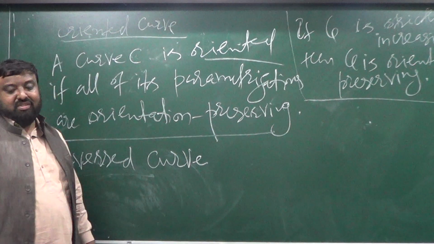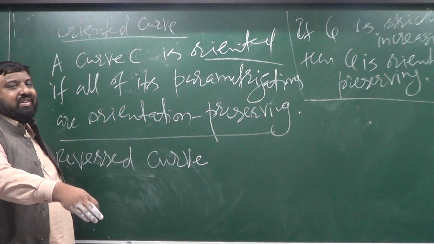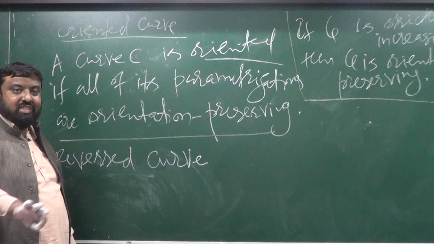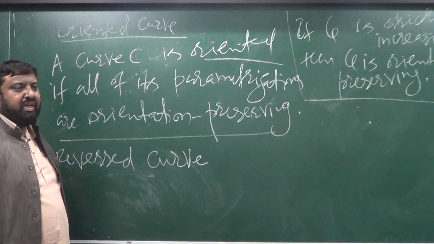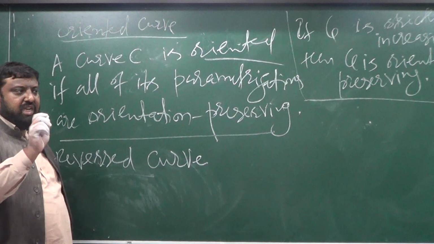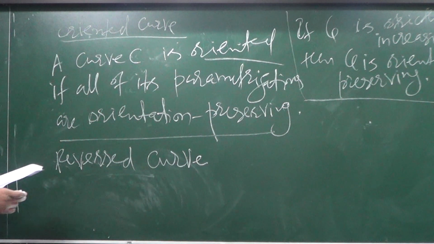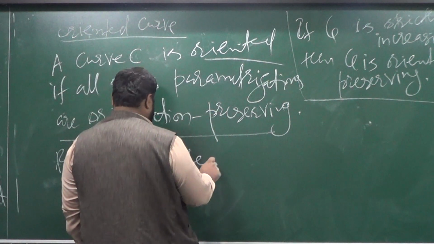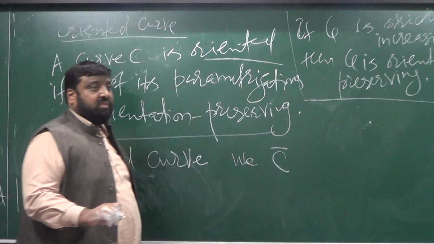In other words, if I'm moving around this curve clockwise or anti-clockwise, I'm going to treat these two motions as different motions. They will not be too much different in their calculations and the rest of the things, but there will be some slightly interesting differences. A reverse curve for a given curve, we denote it by C bar.